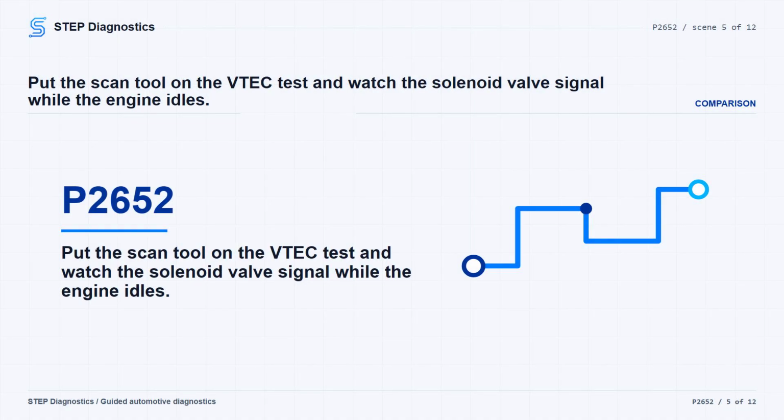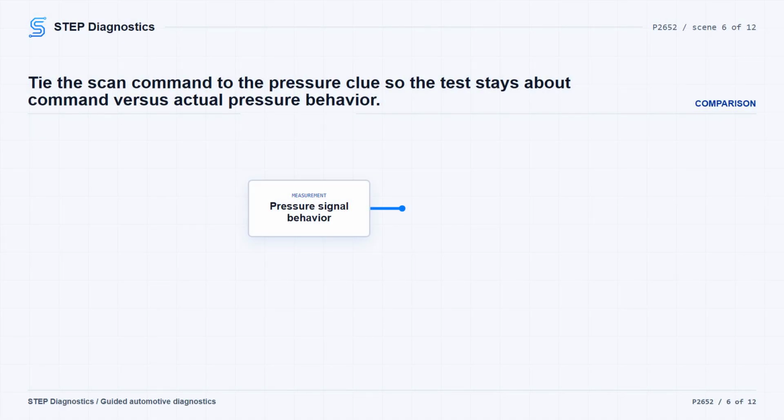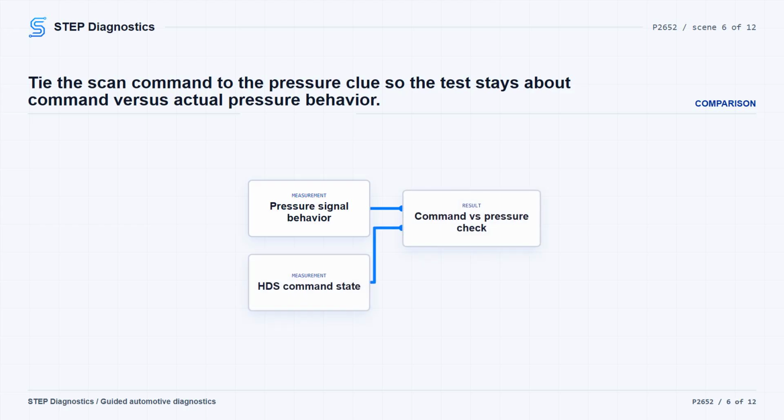With the engine warmed and idling, run the HDS VTEC test. Use the PGM5 function test path for the VTEC test, and use the PGM5 data list as needed to watch the VTEC solenoid valve signal. The important logic here is whether the pressure reading matches what the system is commanding.